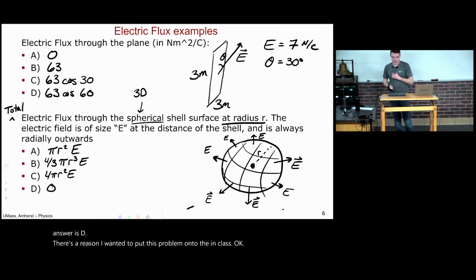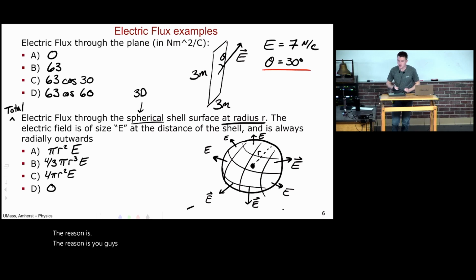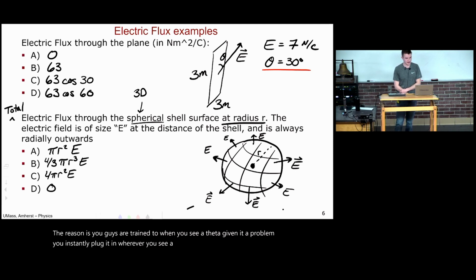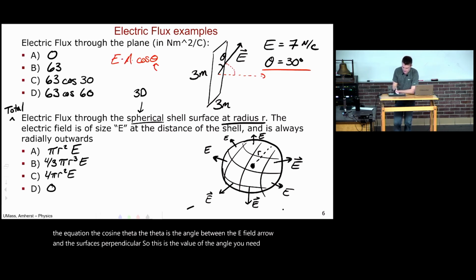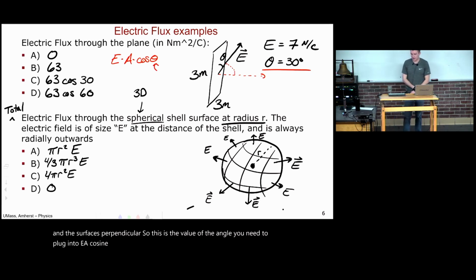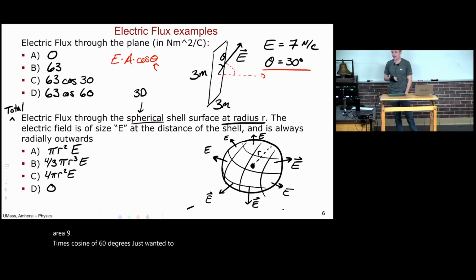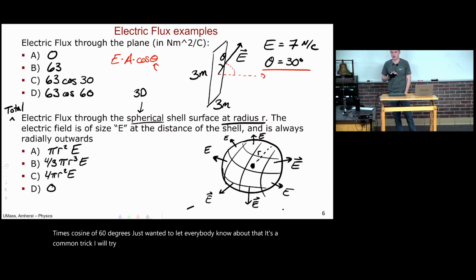The reason is you guys are trained to, when you see a theta given in a problem, instantly plug it in wherever you see a theta in the equation, okay? However, in the equation, the cosine theta, the theta is the angle between the E field arrow and the surface's perpendicular. So this is the value of the angle you need to plug into EA cosine theta. So the answer would be the E field 7 times the area 9 times cosine of 60 degrees. Just wanted to let everybody know about that. It's a common trick. I will try not to do it to you on tests and stuff, but your engineering professors absolutely will trick you with it.